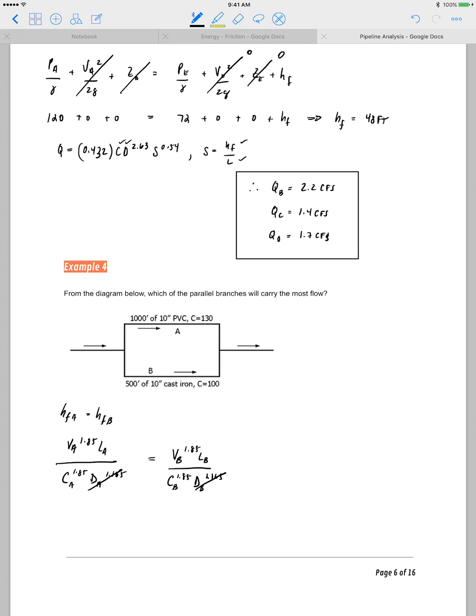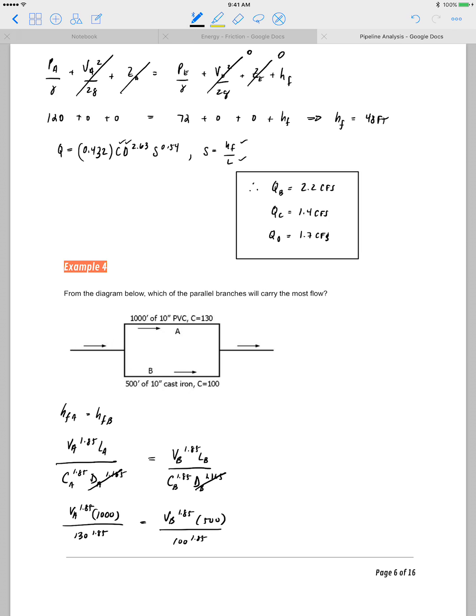What about the lengths? Can we do something with the lengths? No, because the lengths are different too. And velocities are key to getting to Q. So what are we going to do here? We're going to say that VA to the 1.85 times 1,000 foot divided by 130 to the 1.85 is going to equal VB to the 1.85 times 500 feet divided by 100 to the 1.85.